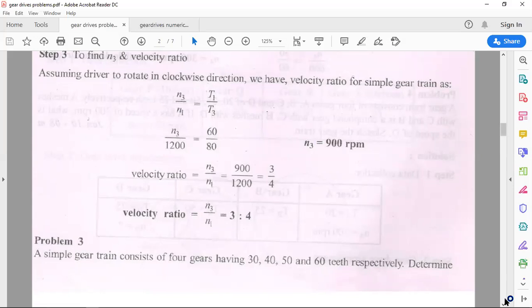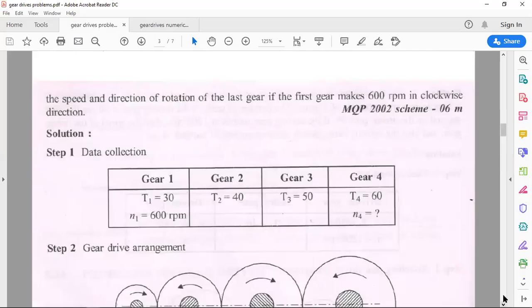He is asking us to determine the speed and direction of rotation of the last gear if the first gear makes 600 rpm in clockwise direction. Here the direction is also shown. The first gear is nothing but the driver gear, running at 600 rpm. So N1 is given, and T1, T2, T3, T4 are all given.